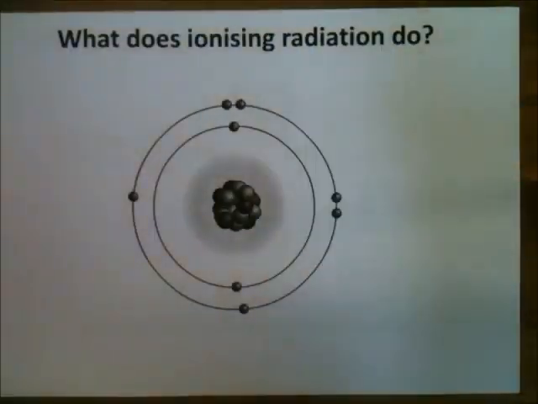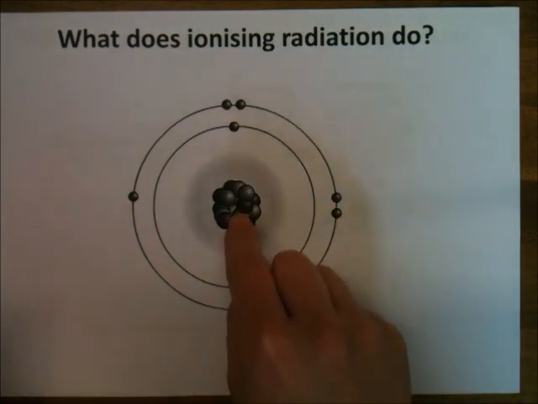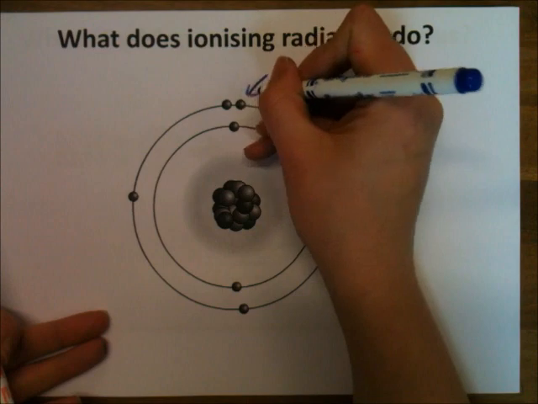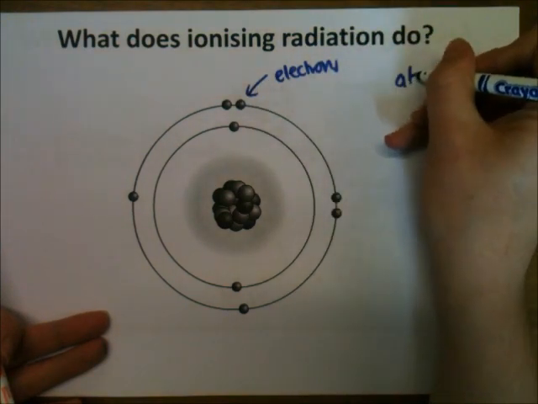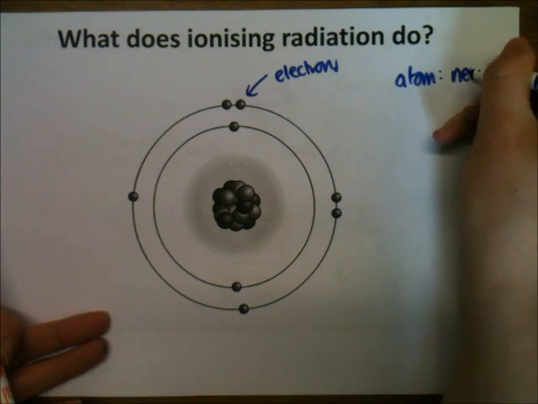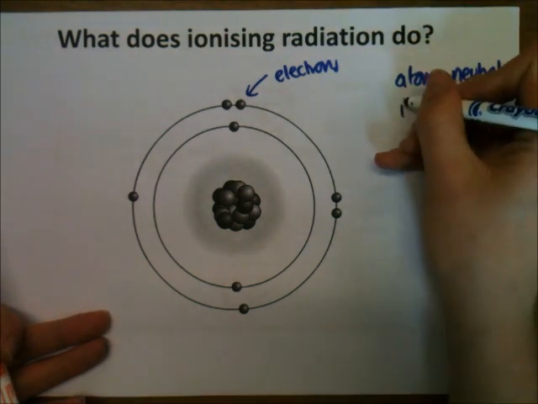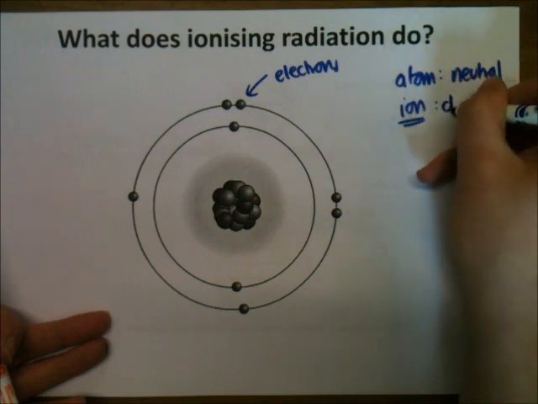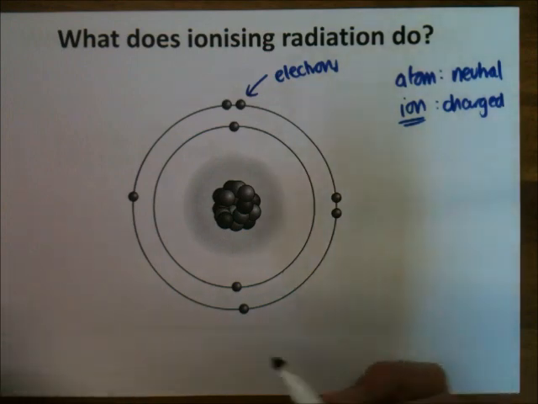Okay, well, to do that, we have to think about an atom. Now, an atom is made of a positive nucleus, which has got protons and neutrons in, and it's surrounded by negative electrons. Now, an atom is neutral. It's got the same number of protons and electrons. An ion is charged, and that's because it has more protons or more electrons, it depends. It's got an unequal number.